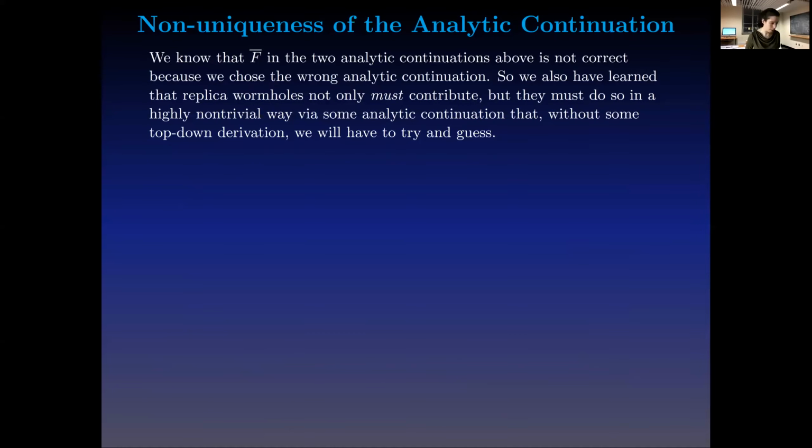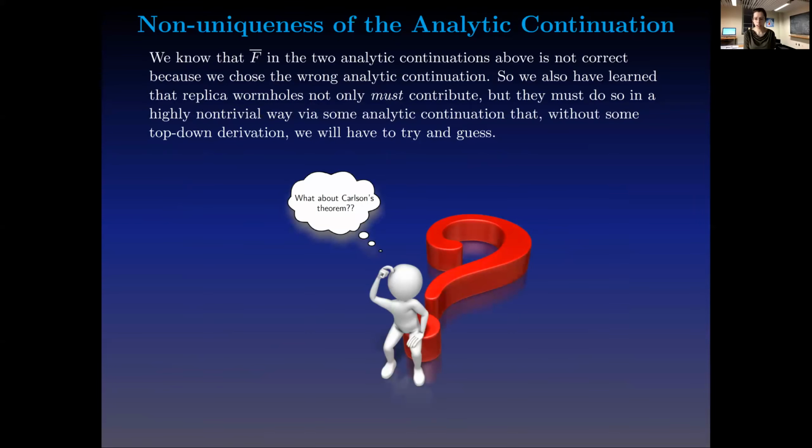Without some top-down derivation, without some non-perturbative calculation that tells us exactly what it is from quantum gravity, we can just try and guess what the right analytic continuation is. Now, some of you might be wondering, what about Carlson's theorem? Usually Carlson's theorem is the really nice theorem that we always invoke when we use the replica trick to say the analytic continuation is unique, so we don't have to worry about taking n goes to 1, even though it might sound kind of shady.